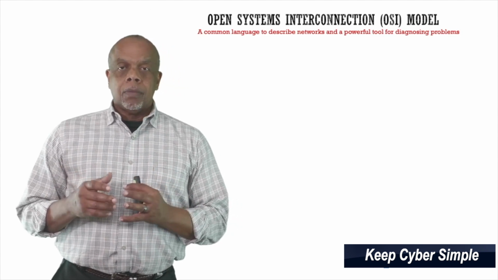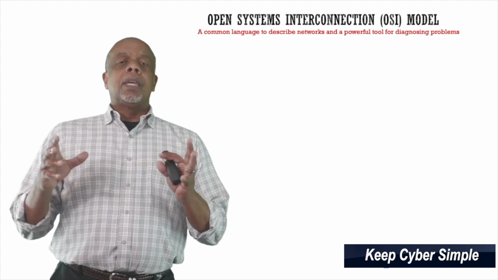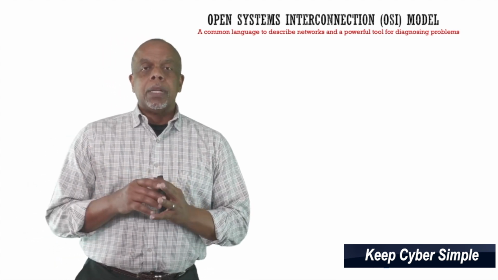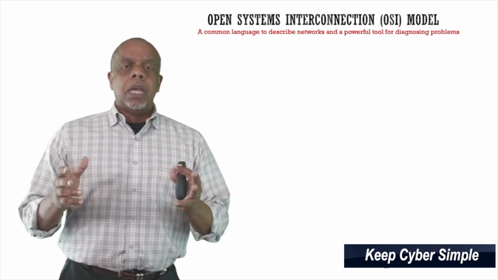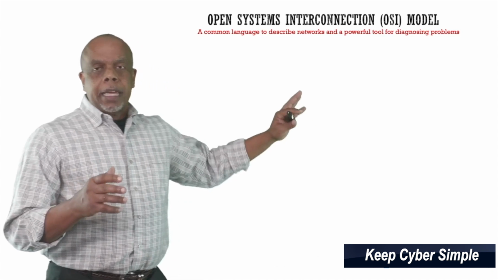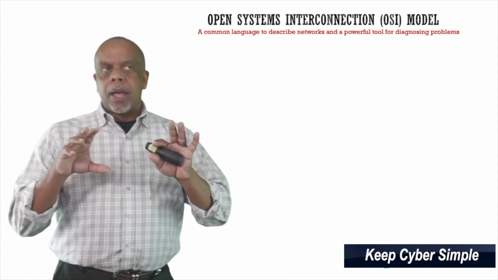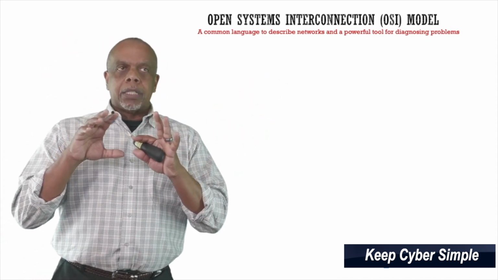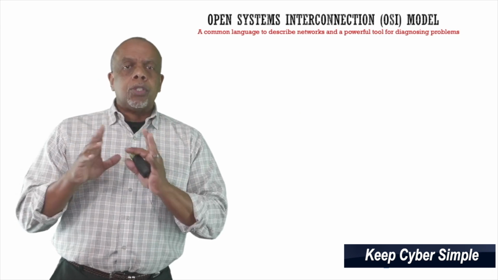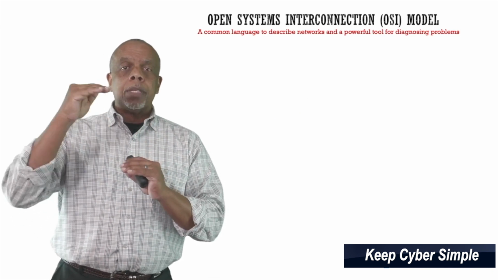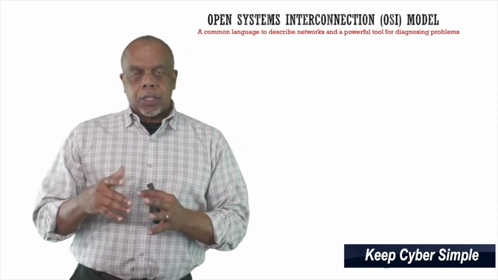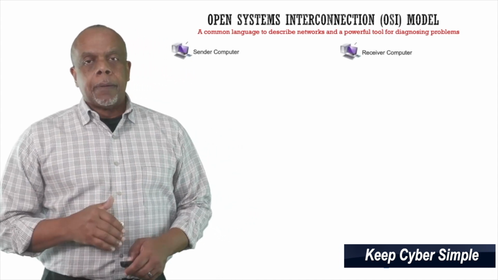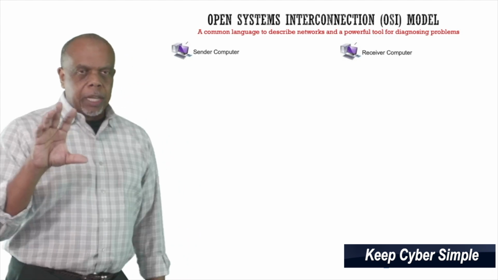OSI model. Now, I know a lot of people say, oh, the OSI model, we don't want to talk about that. But really, it helps frame the concept of what's going on within this network. And it's a language. Like I said, it's a common language to describe a network. And it's a really good troubleshooting tool also. If you're having problems, you kind of know where to look in the stack, as we call it, for where the problem could be. So when we think about this, let's look at it from this perspective.